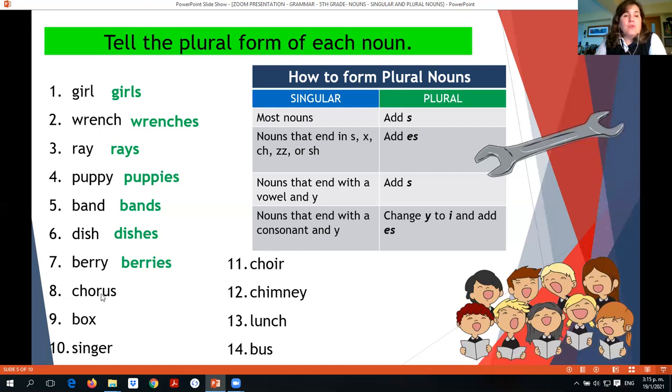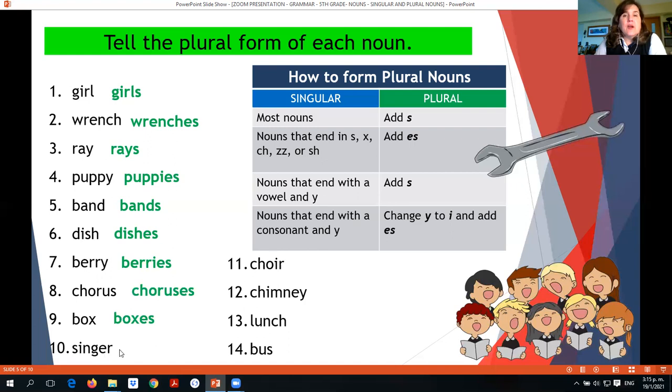Chorus, in this case, it ends with an S, okay? We have the second case. We add ES, sorry, choruses. For box, we add ES too because we have an X at the end, okay, boxes.